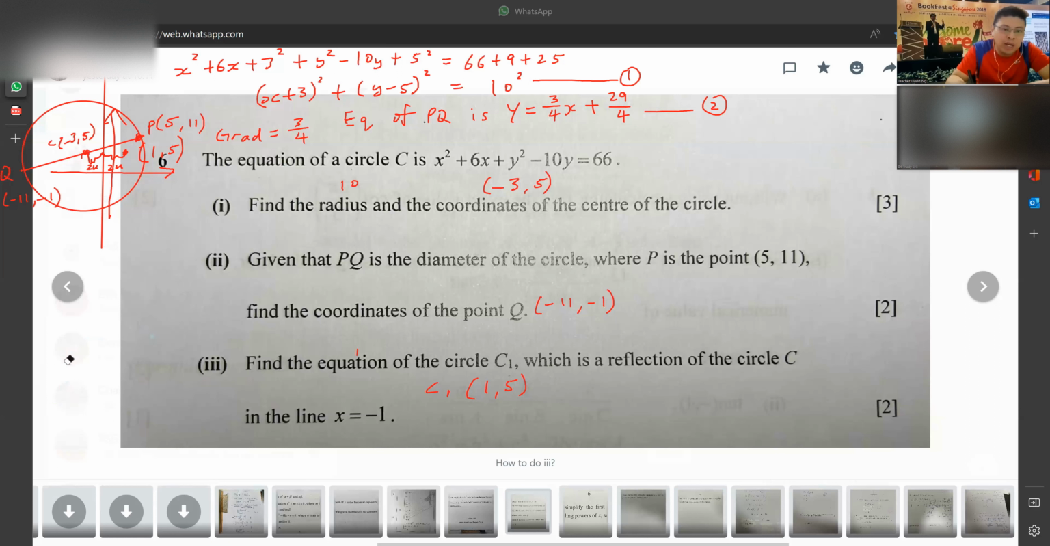Okay, so the radius will be the same, right? Correct or not? So r is still 10, right? If I know my r is 10, and I know my center, I can have my equation already.